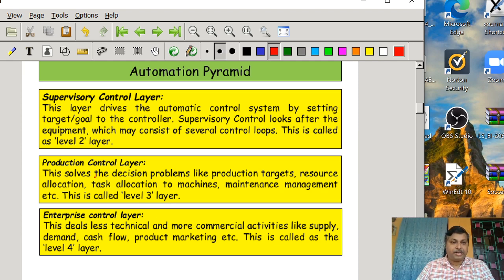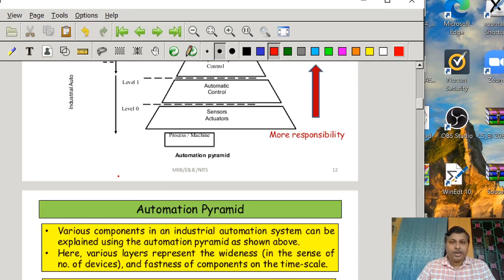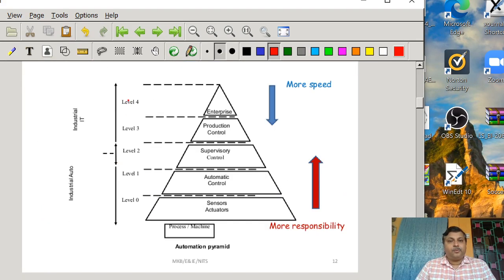Okay, this production layer and the enterprise layer are mostly handled by the superior management, the superior level of management. If you want to understand that, suppose a Reliance oil processing plant or refinery, you are thinking that it is a whole process for them, then the Ambanis are actually sitting at level 4 to look after the entire process.